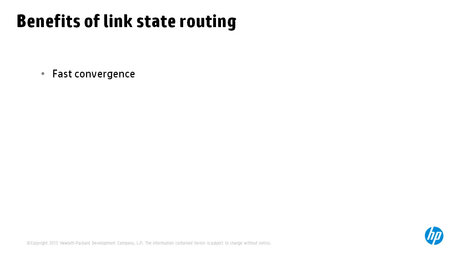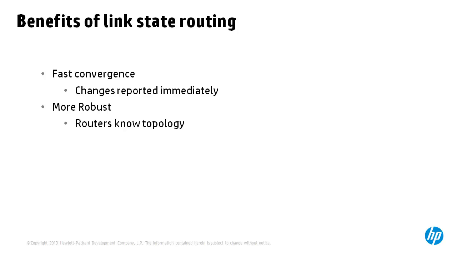Some of the benefits of link state routing are, firstly, fast convergence. Changes are reported immediately, and link state routing protocols tend to converge a lot quicker than distance vector routing protocols. Link state routing protocols are more robust as the routers know the full topology of the network or the area. They tend to be less susceptible to routing loops because of their greater visibility of the network. Routers know the topology and can thus work out the best route to every destination.